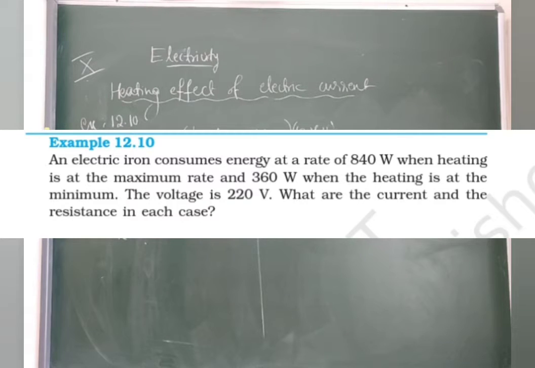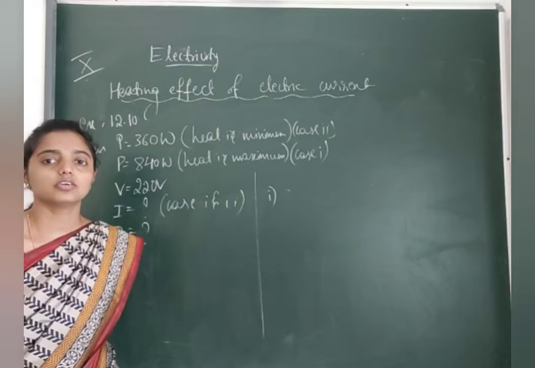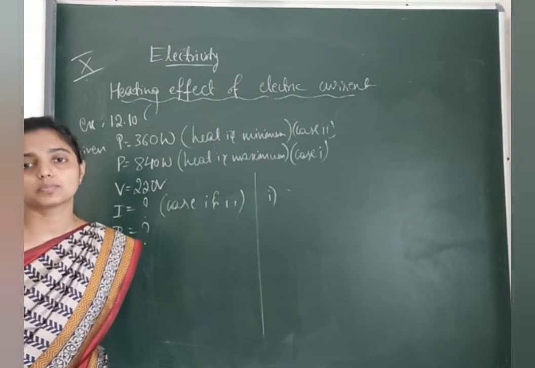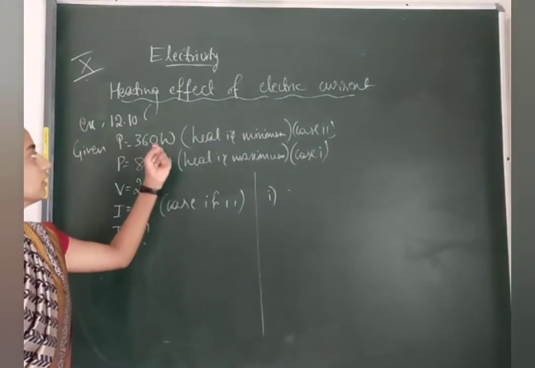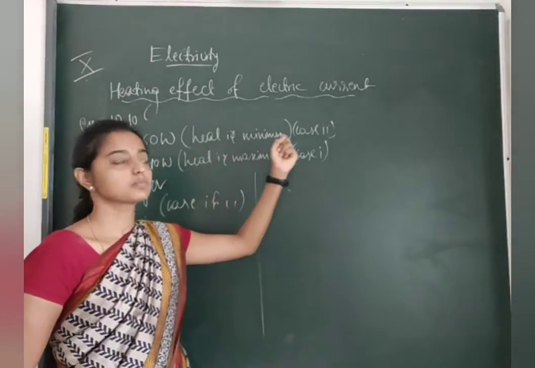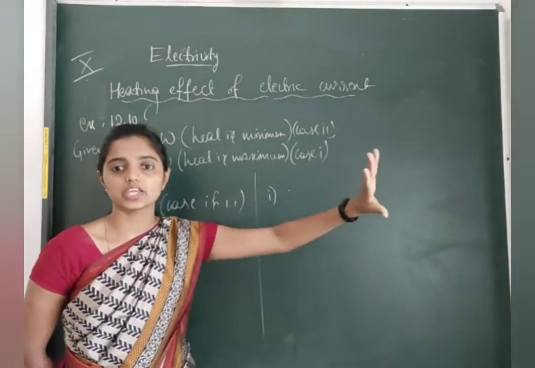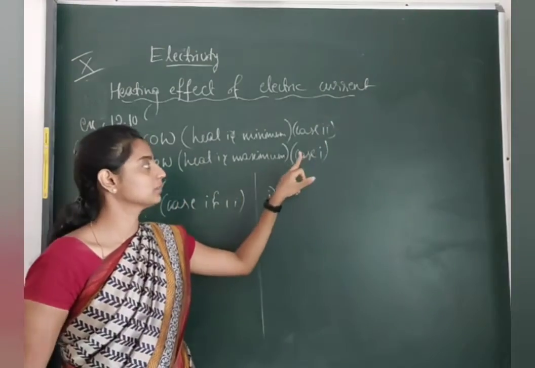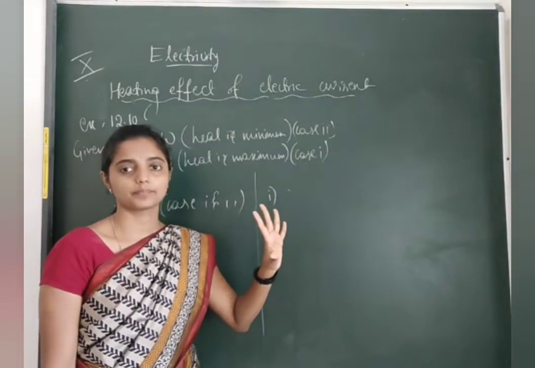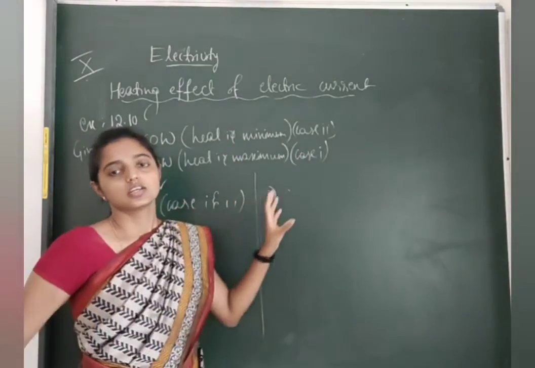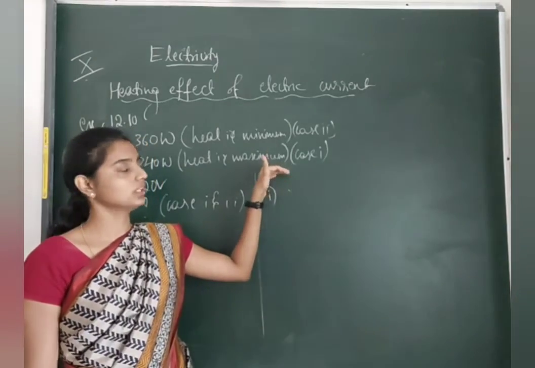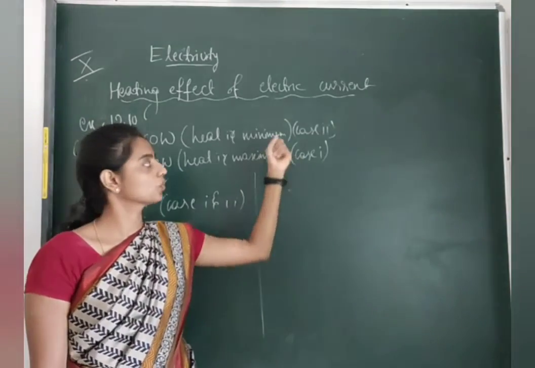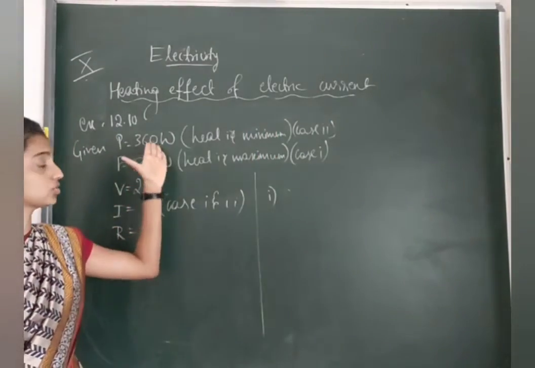Now read the question one more time, pause the video and start writing the given terms. Clear? Look here, they have given two values of power with respect to heat, maximum and minimum. They have given P is equal to 360 when heat is minimum, let us consider it as case 2, and P is equal to 840 when heat is at maximum, let us consider it as case 1. This is not necessary to write, it is just to simplify. If you understood the concept, no need to write in detail, just write these two terms, okay?